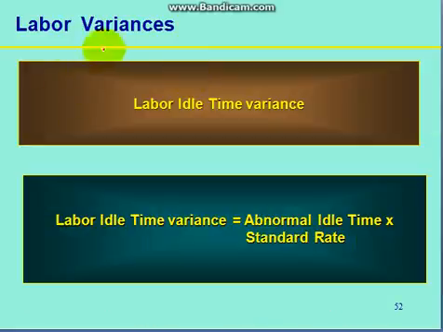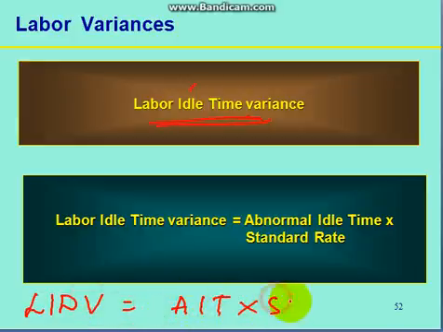If you want to find out labor idle time variance, idle means still time. So if you want to find out labor idle time variance, then what we have to do is take abnormal idle time into standard rate. If you multiply these two factors, that is abnormal idle time into standard rate, you will get labor idle time variance.